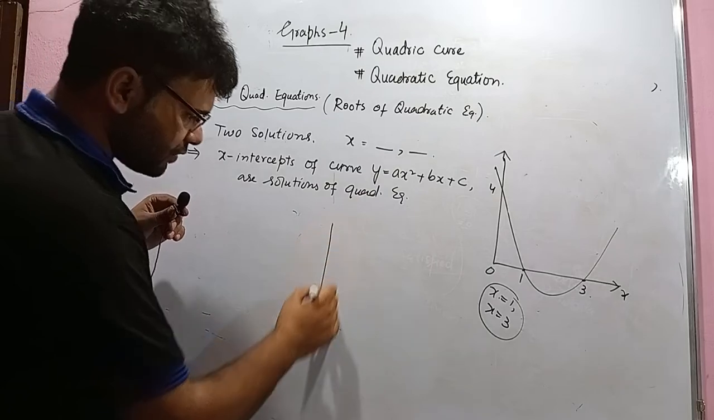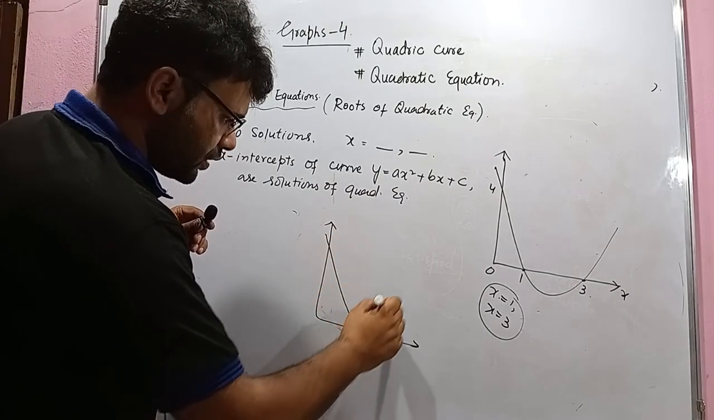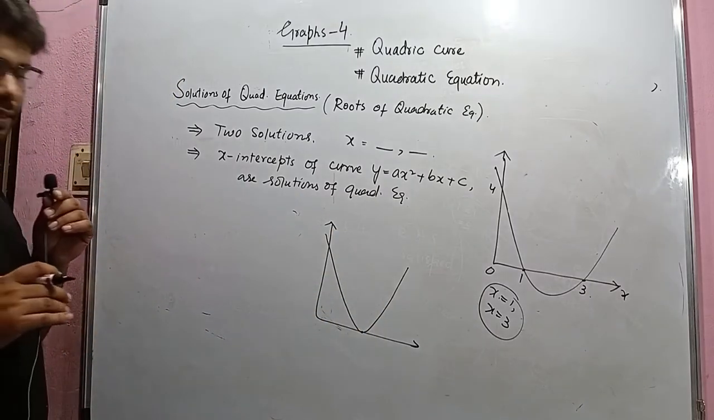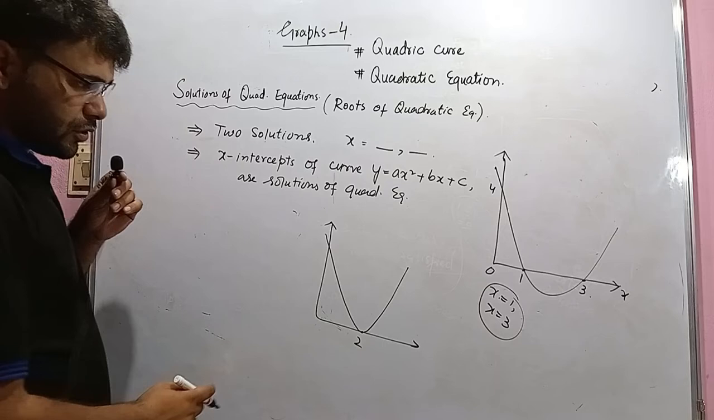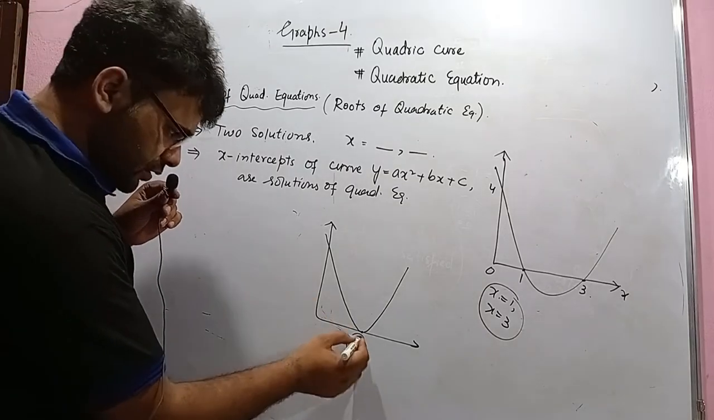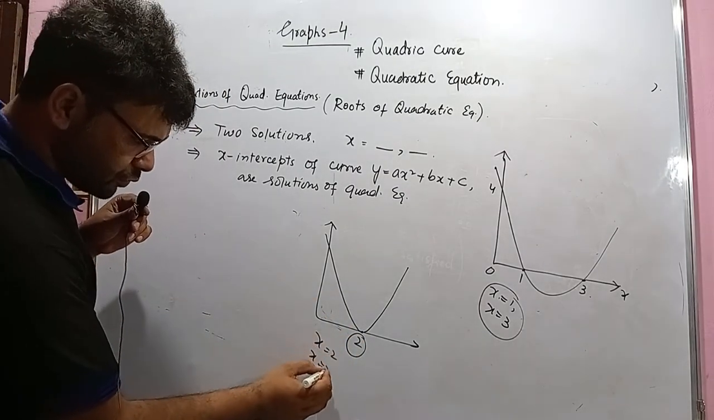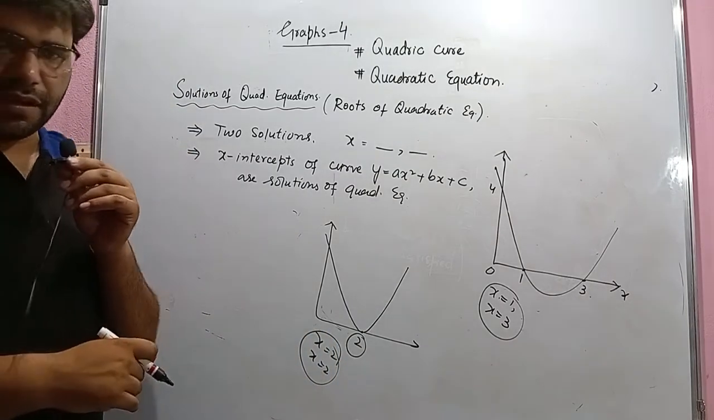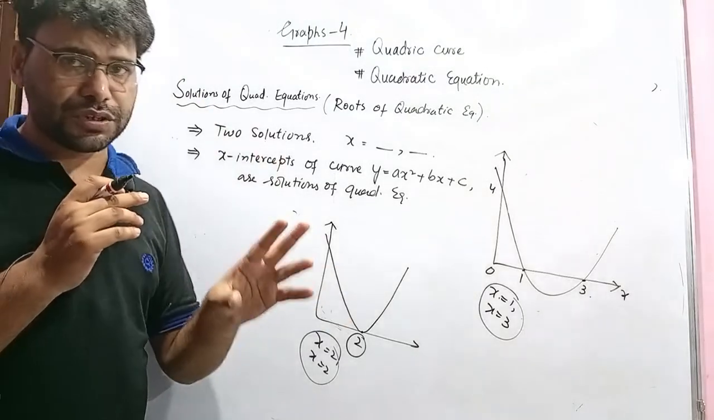For example, if we have a graph like this, the parabola is cutting only at a single point on the x-axis. So it means, for example, it is 2. So we have to write this 2 times. That means x is equal to 2, x is equal to 2. There are two solutions, but they are the same and equal. So remember always, a quadratic equation has two solutions.